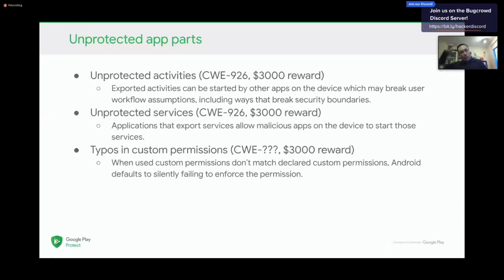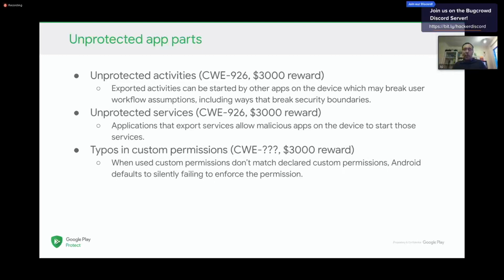Typos and custom permissions. This one is really funny because applications can declare custom permissions to protect certain parts of the application, and then only applications that have been granted that permission have access to that. And so, for example, if you as a developer have 3 applications that you want to use, they all have access to sensitive data, say your credit card information that you have with that developer or whatever.